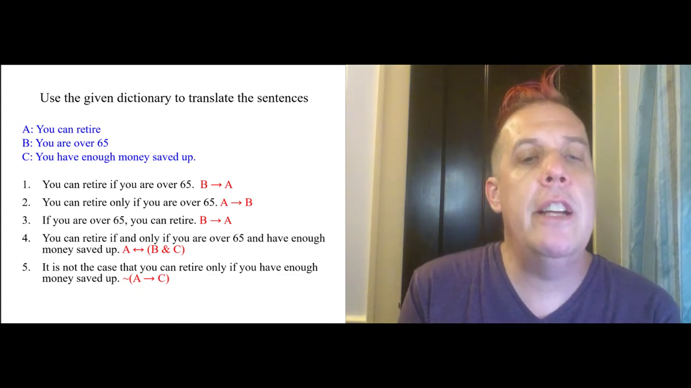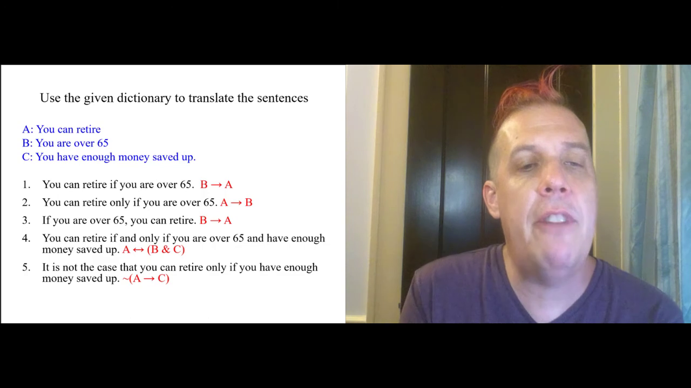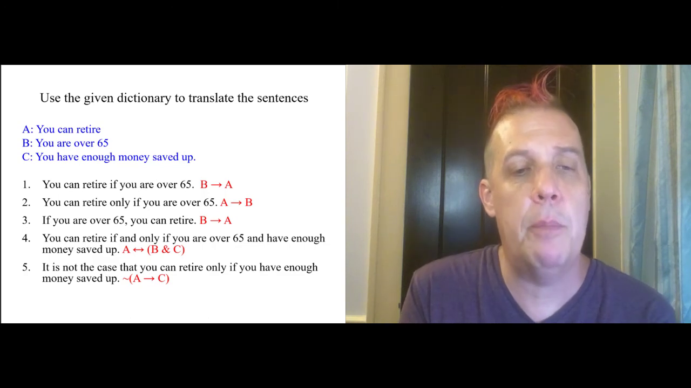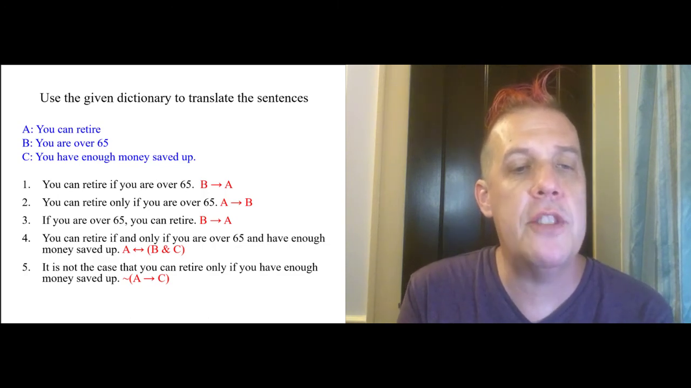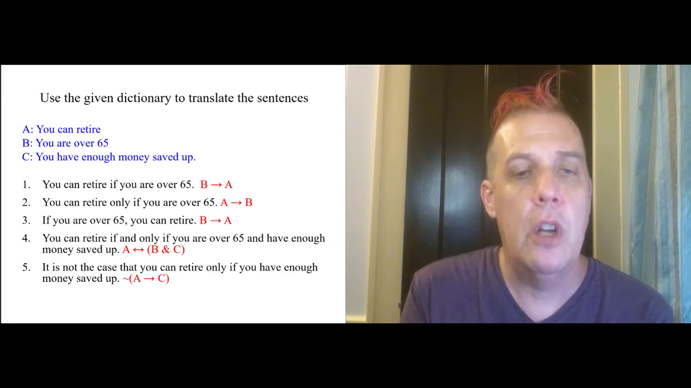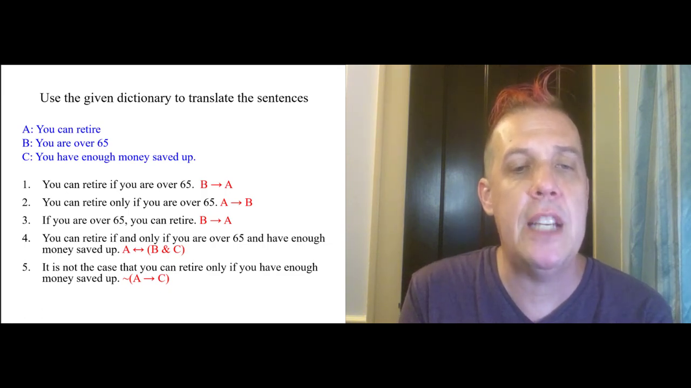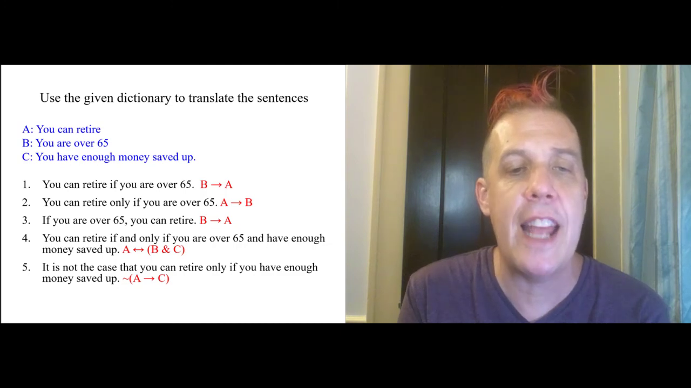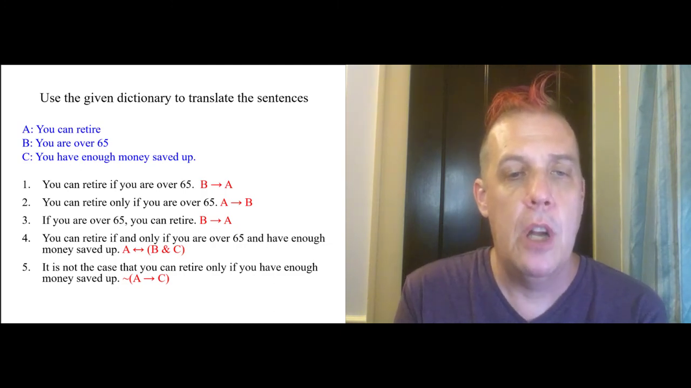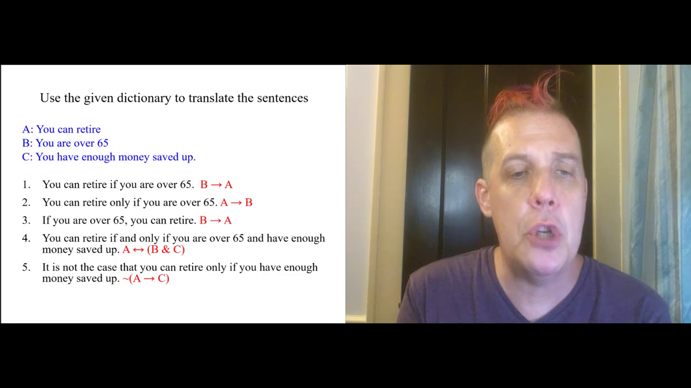You can retire if and only if you are over 65 and have enough money saved up. Now we've got the full phrase, if and only if, so we have the double-headed arrow. The other thing to see here is that the B and C have to be grouped together because they are two conditions that are both necessary and jointly sufficient to get A.